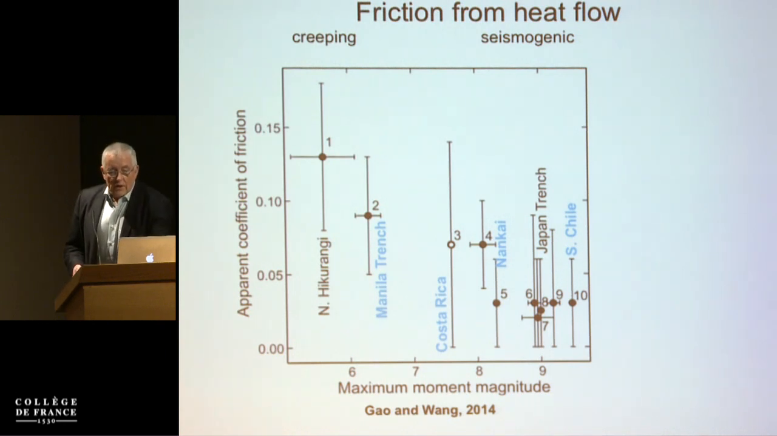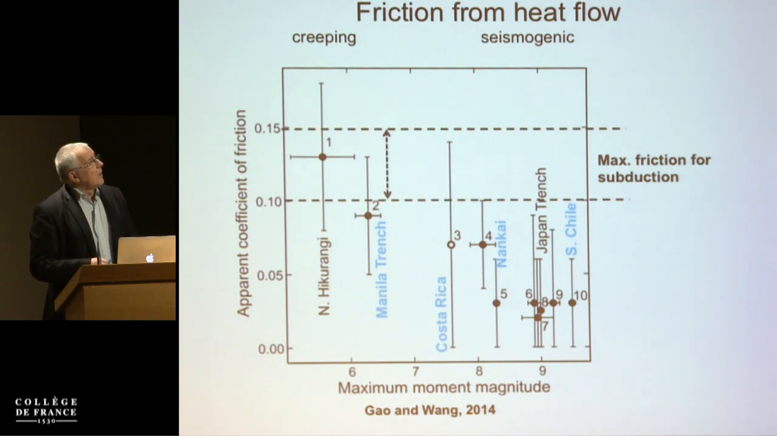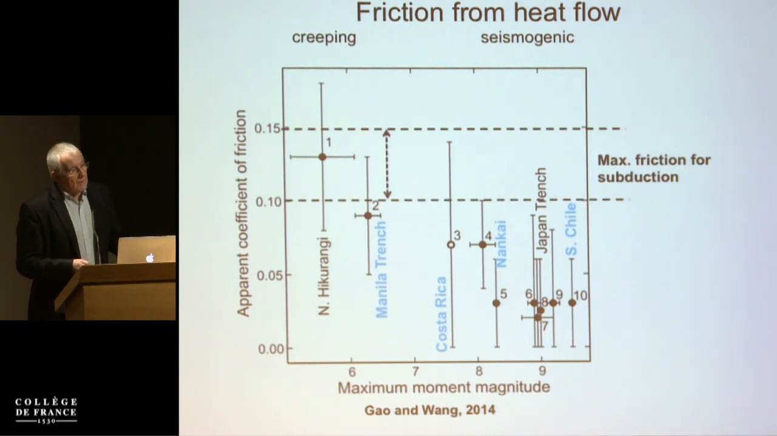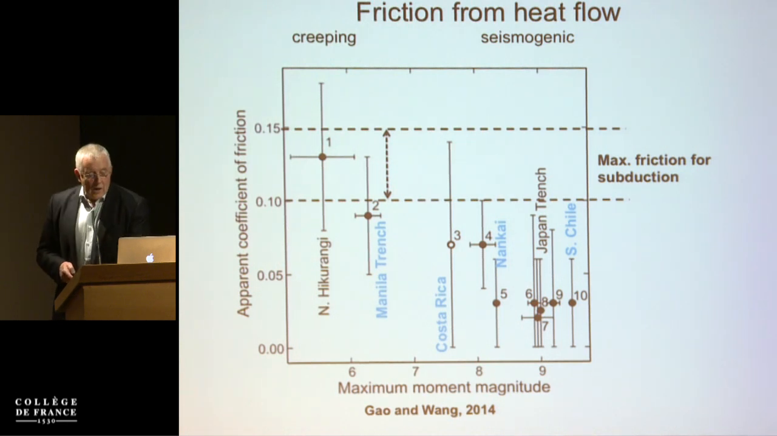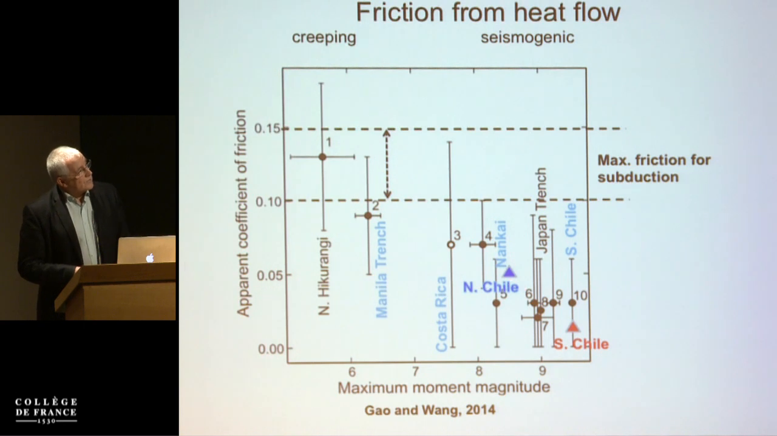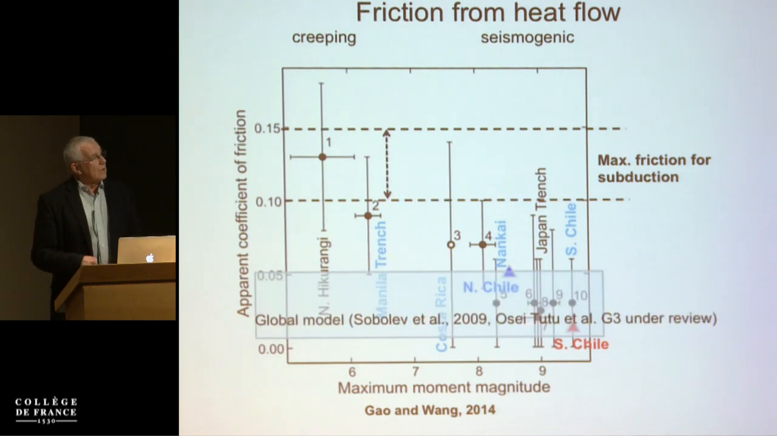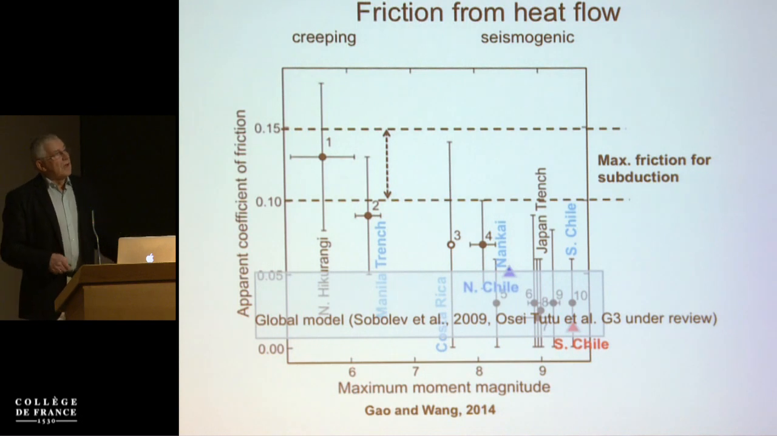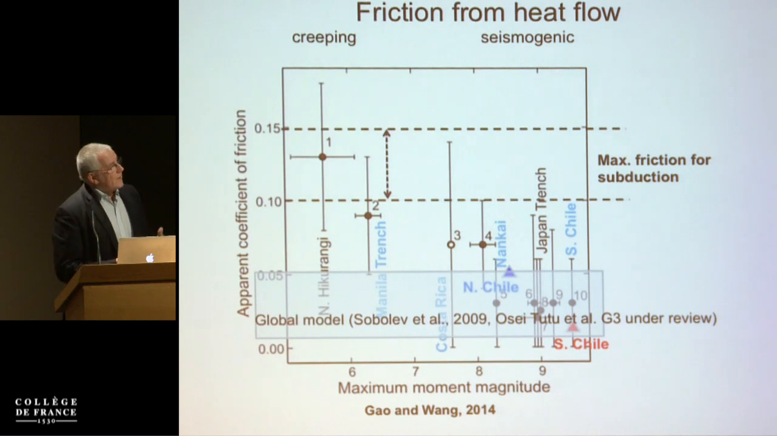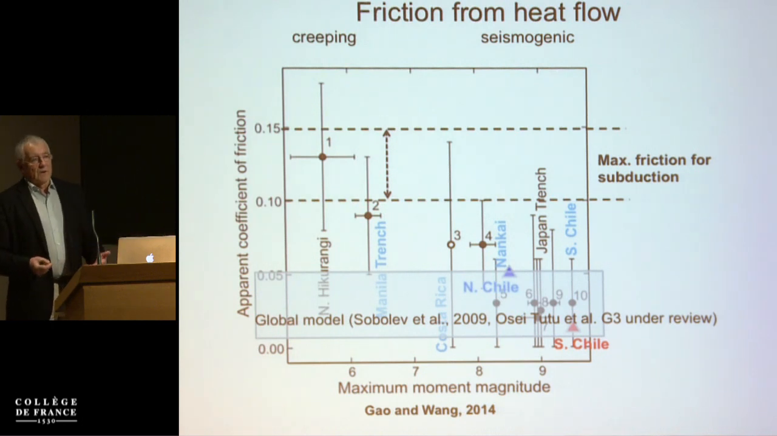Anyway, we can put here our estimations, from a completely different side of looking at that. So this is our maximum friction for subduction zones. And here are our estimates for northern Chile, for southern Chile, and here is our estimate from the global model. So what you see is that two completely different approaches show you that subduction zones must be very, very weak.